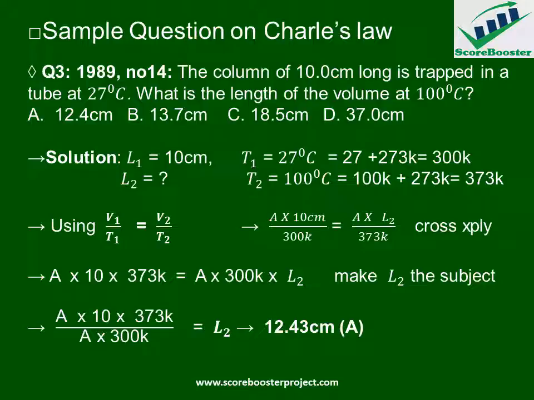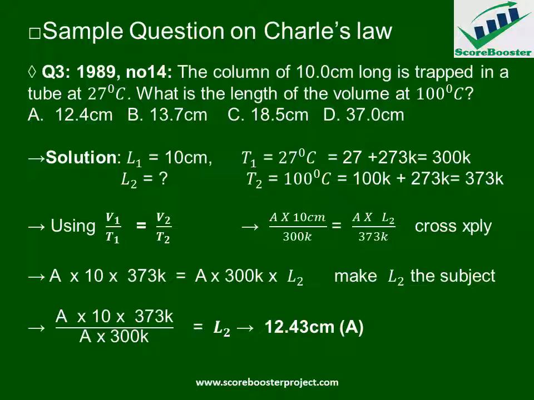Now the next question we shall be considering comes from 1989, number 14, and the question goes thus: the volume of 10.0 cm cube length is trapped in a tube at 27 degrees Celsius. What is the length of the volume at 100 degrees Celsius? Option A is 12.4 centimeter, option B is 13.7 centimeter, option C is 18.5 centimeter, while option D is 37.0 centimeter.